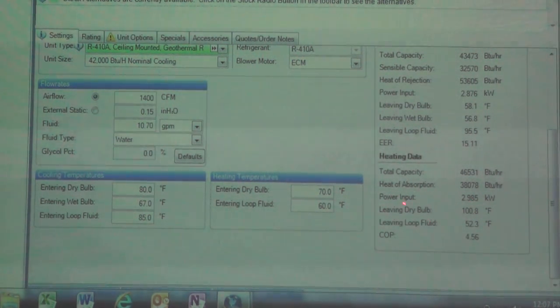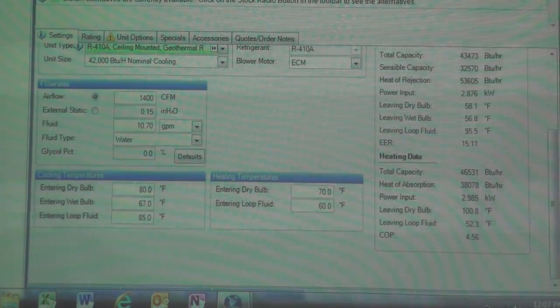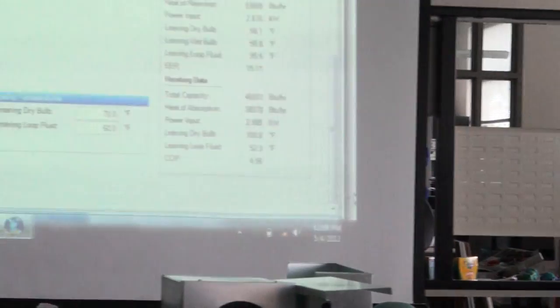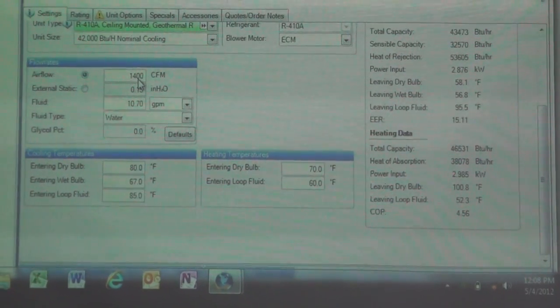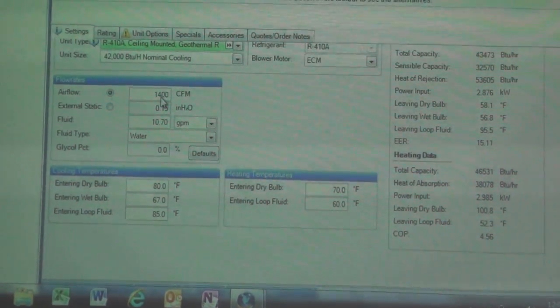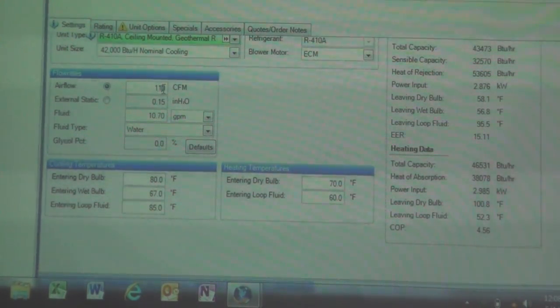You can see your leaving dry bulb is 100.8 degrees, so the air goes from 70 to 100.8 into the room through the ductwork. And obviously the room isn't going to be 108 degrees. That's just how much energy is in that. Basically, that's the manifestation of 46.5 MBH. 1400 CFM would come out at 100.8. Let's try to bring that down and see what happens.